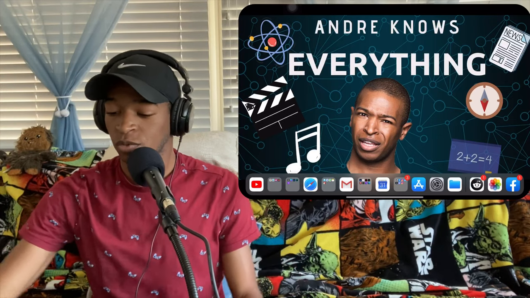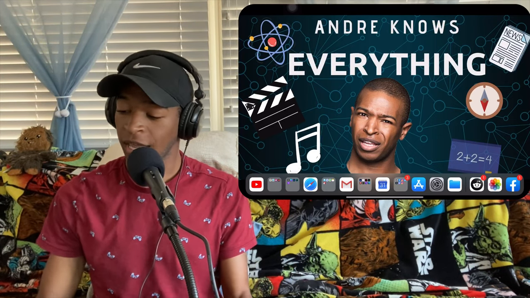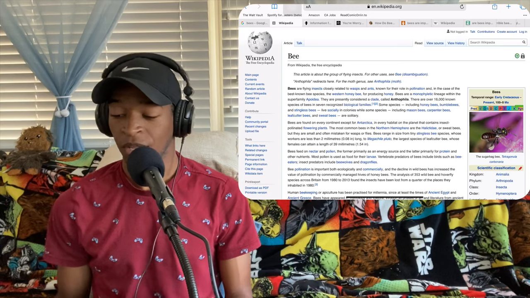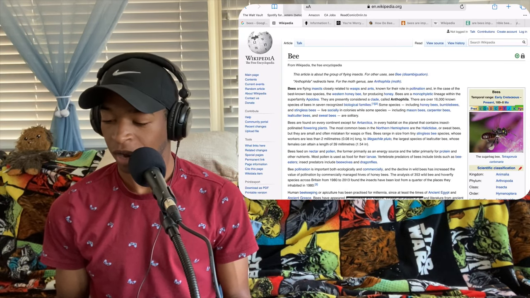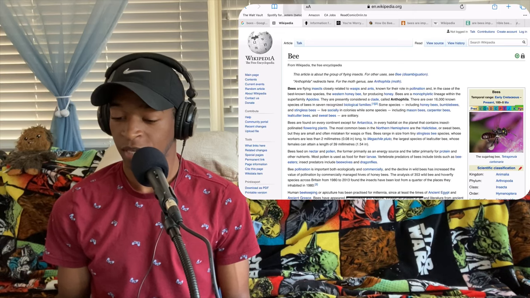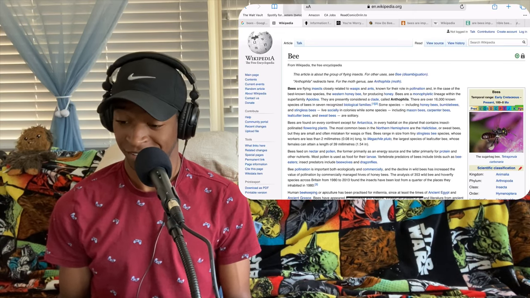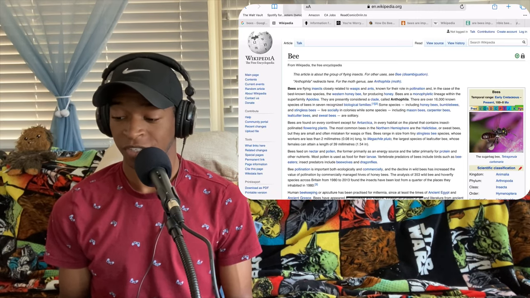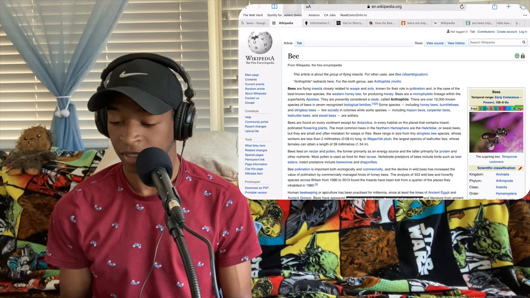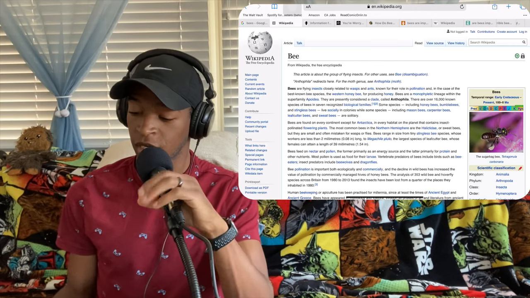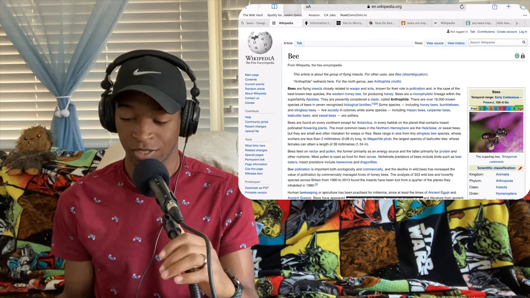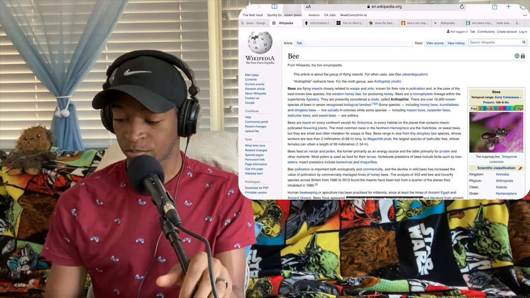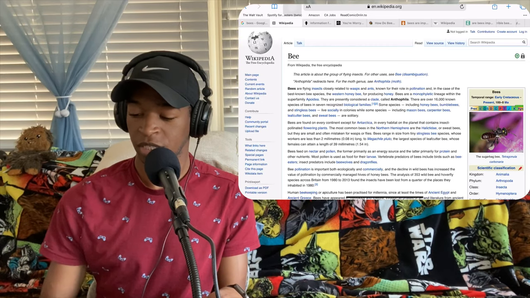Bees are flying insects closely related to wasps and ants, known for their role in pollination and, in the case of the best-known bee species, the western honeybee, for producing honey. Yummy. Bees are a monophyletic lineage within the superfamily Apoidea. Huh? They are presently considered a clade called Anthophila. There are over 16,000 known species of bees in 7 recognized biological families. Some species, including honeybees, bumblebees, and stingless bees, what are these? Live socially in colonies, while some species, including mason bees, carpenter bees, leafcutter bees, and sweat bees, are solitary.